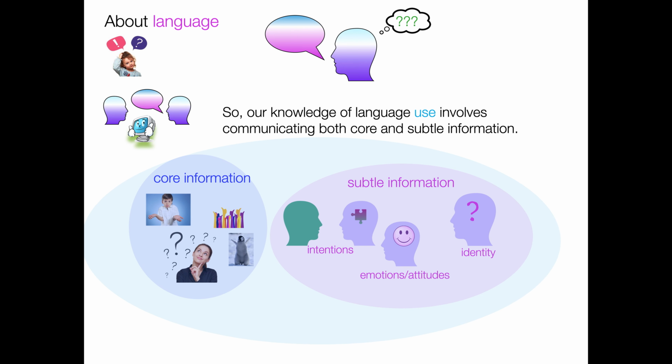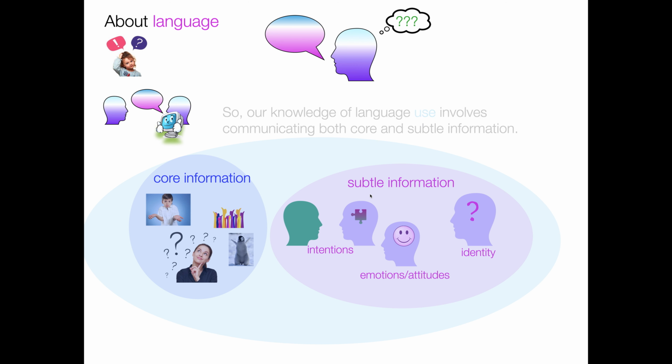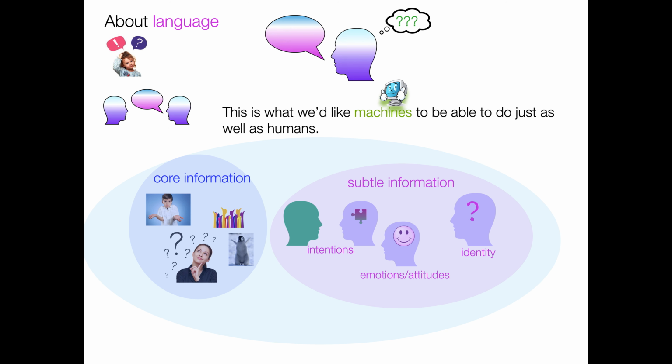So this kind of more subtle information about intentions or emotions and attitudes or identity is also communicated, and our knowledge of language use therefore involves communicating both what we might consider core information as well as subtle information. What we would like, especially with AI, is to have machines be able to do this just as well as humans do. It's one of the goals, I think, in natural language processing, and again in artificial intelligence and AI more generally.